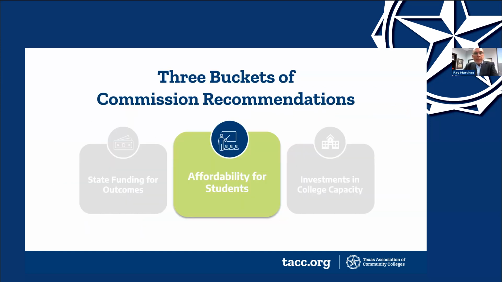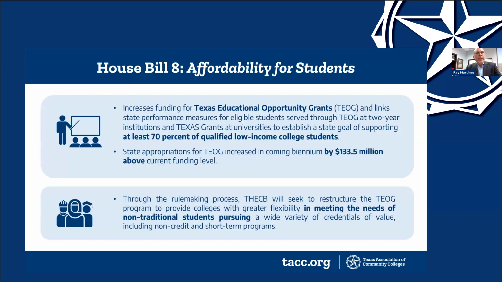Okay, so going now back to the framework that was put forth by the Commission on Community College Finance. Again, state funding for outcomes, affordability for students. That's the next section that we'll do, just a little bit of information around the recommendations that were in fact now included, and in a sense codified, by House Bill 8. A couple of things in particular that we want to point out for you. So if we can move to the next slide, please.